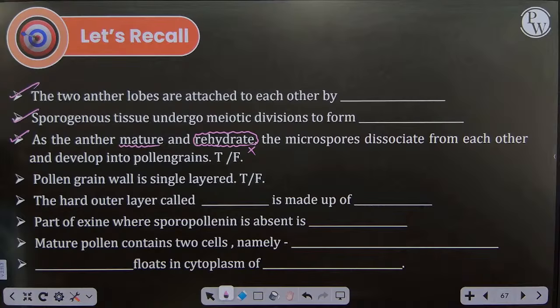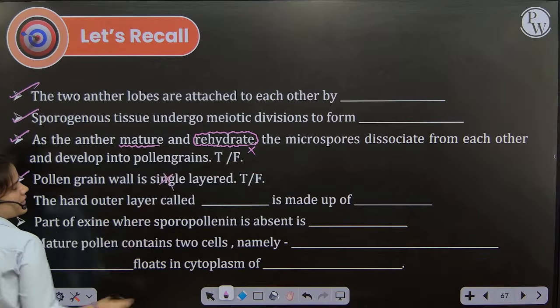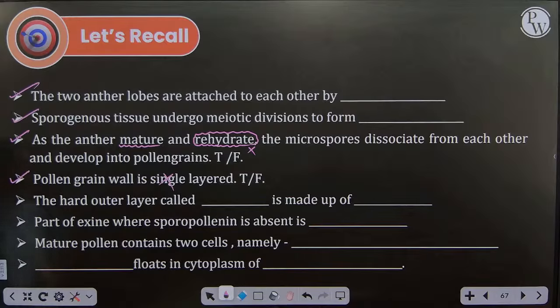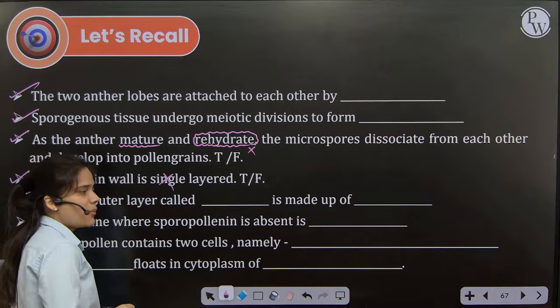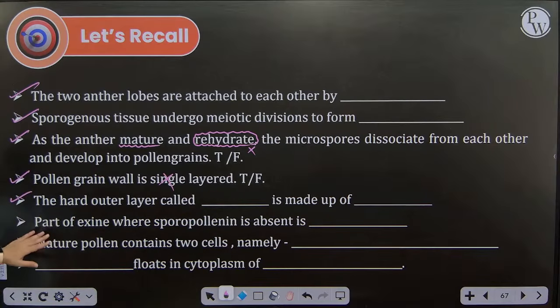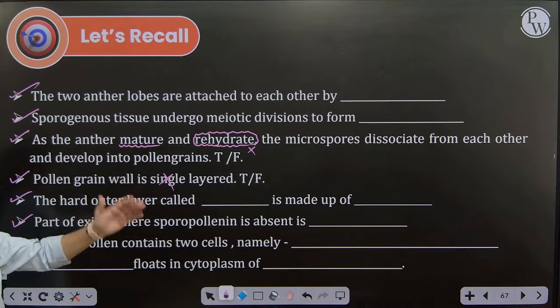Pollen grain wall is single layer. Is this statement true or false? That is double layer. The hard outer layer is exine, and that exine is made up of sporopollenin. The part of exine where sporopollenin is absent, that is the germ pore.